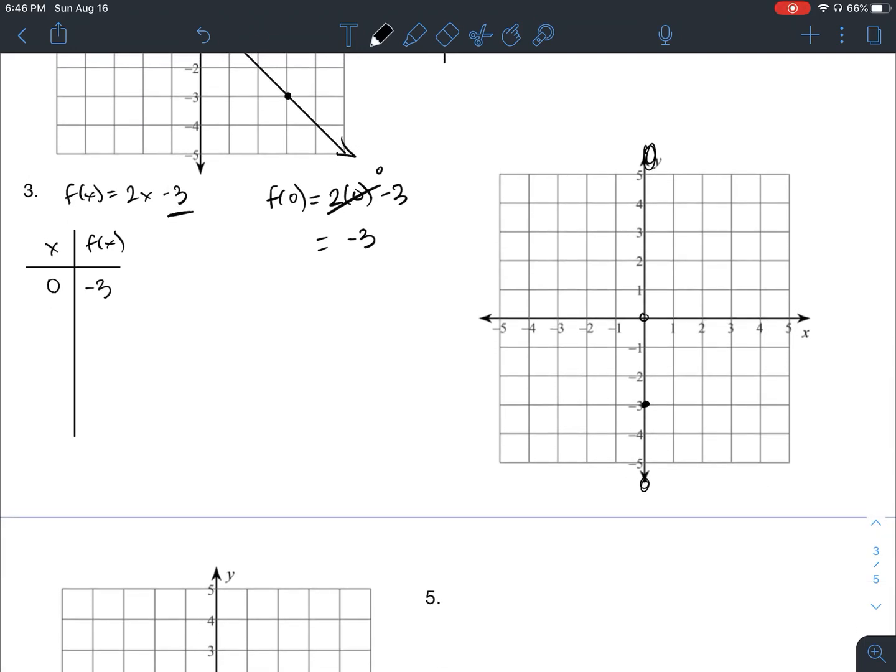So let's go ahead and do 1 right here. f of 1 is going to equal 2 times 1 minus 3. So it's going to equal 2 minus 3, which is equal to negative 1. So when x is 1, y is negative 1.